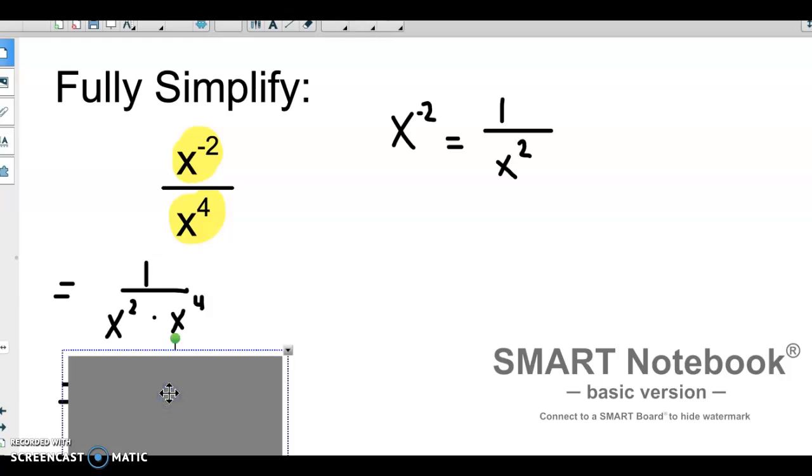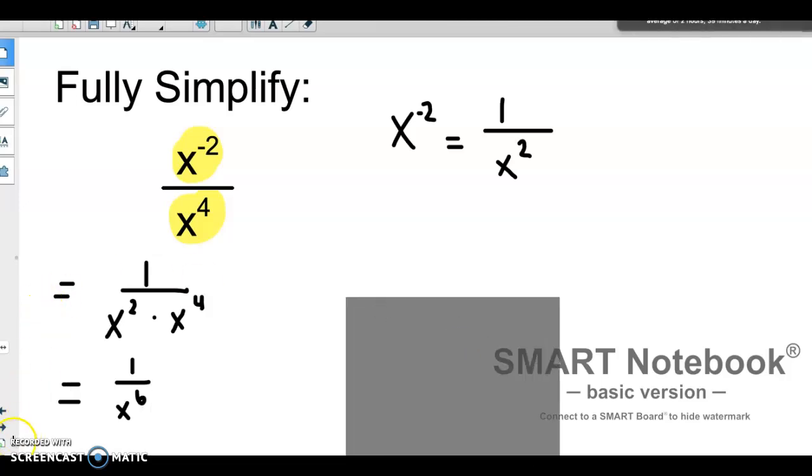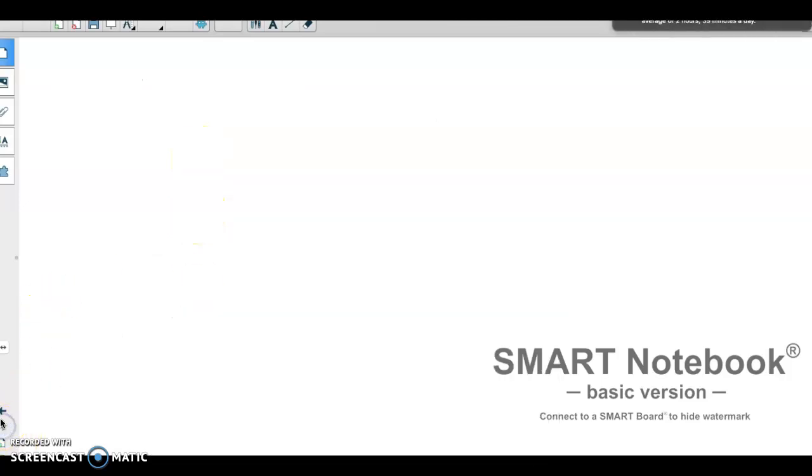Then you're just going to go through and use your rules of exponents. Multiplying expressions with the same base in the denominator of that fraction, you're going to keep the base, so keep the x, add the exponents to get 1 over x to the 6th. And that is the answer. That's the final problem.